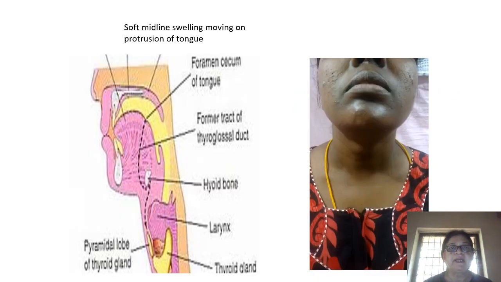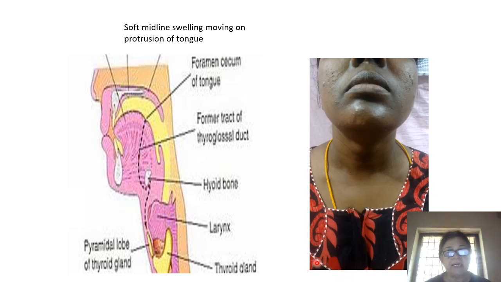So it's a soft midline swelling which moves on protrusion of the tongue. So you have cysts all along. You protrude the tongue. Naturally, the cyst here will move up. This is a small video.